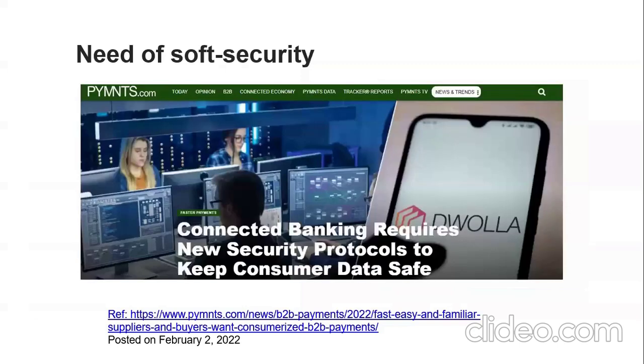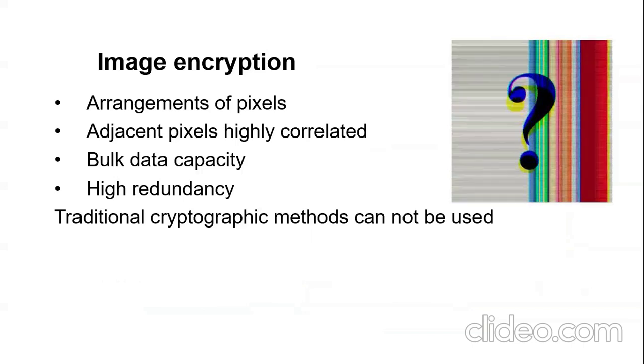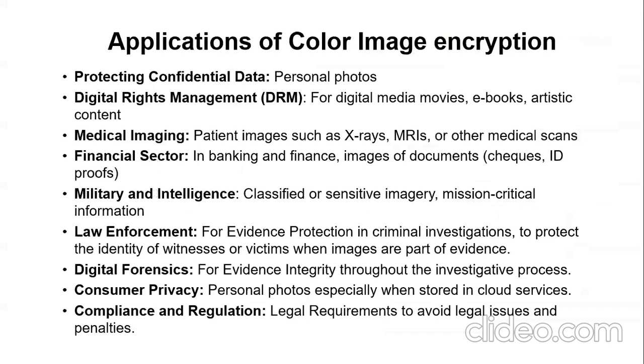What is the need of soft security? The news presented over here shows that connected banking requires new security protocols to keep the consumer data safe. Image is basically the arrangement of pixels, but traditional cryptographic methods cannot be used for image encryption because it has high redundancy, bulk data capacity, and the adjacent pixels are highly correlated. These are all the advanced applications of color image encryption.